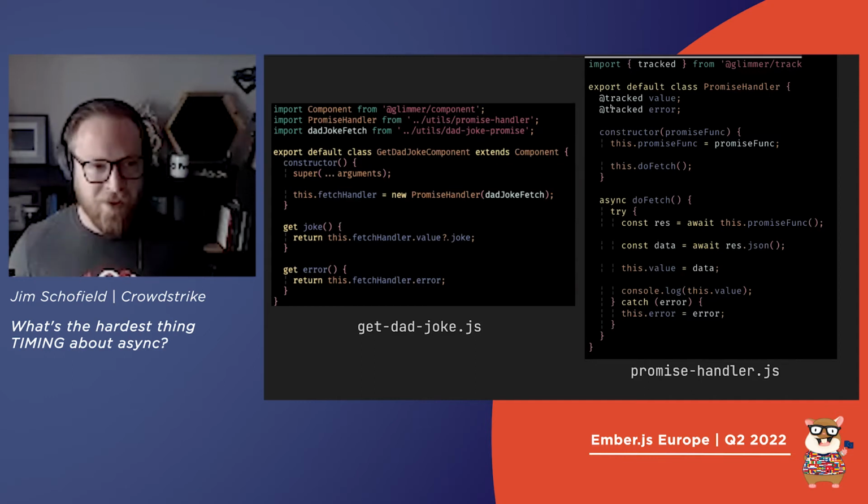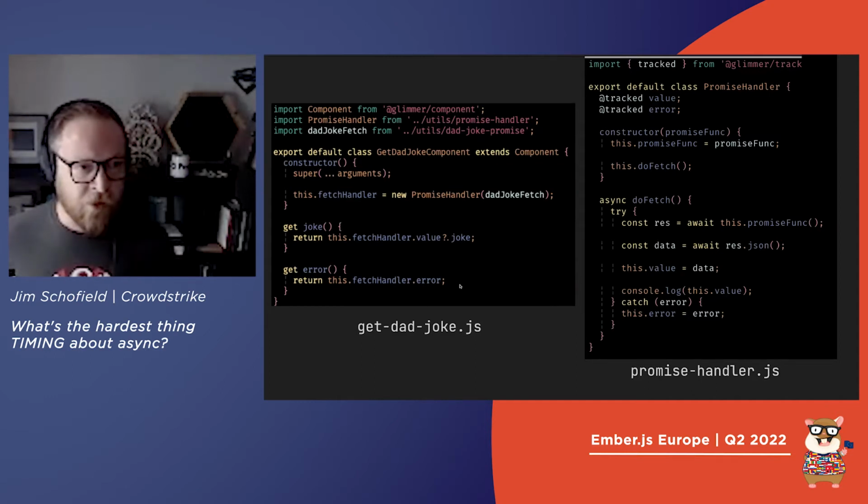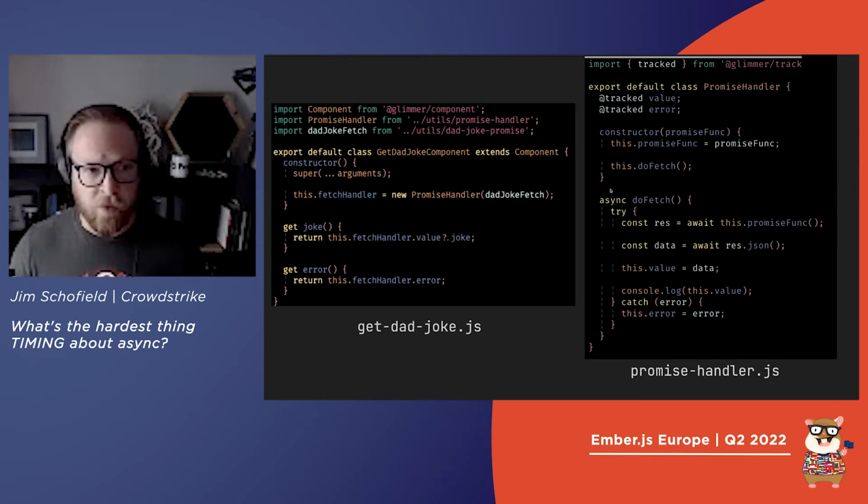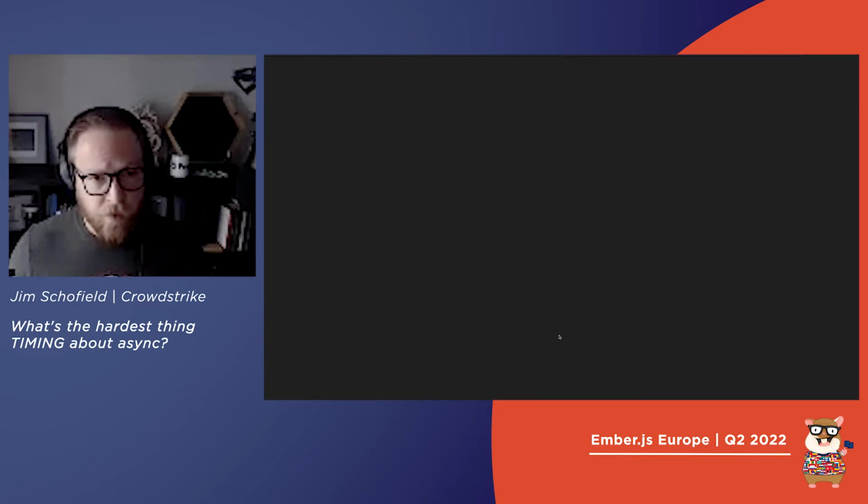Here we have what I was originally trying to do in the beginning: first, let's separate this from the component. So now I have a promise handler that basically houses all the stuff I wanted to do at the component level, but I don't have to do in every component. So here we create a new promise handler, pass in the promise, and we attach it as this fetch handler property. And then I just access the stuff from that property.